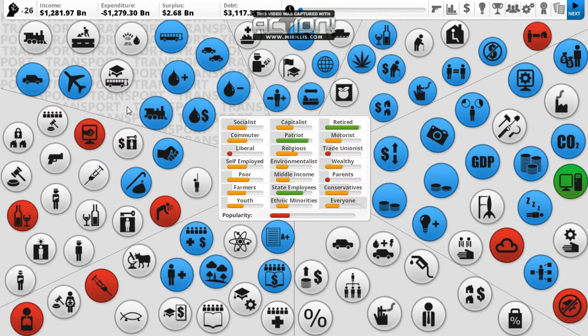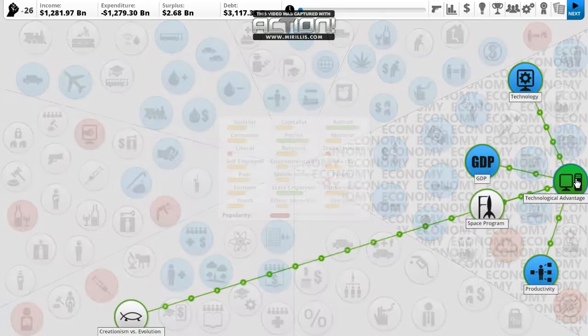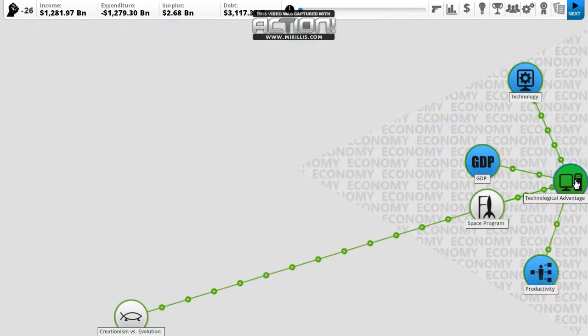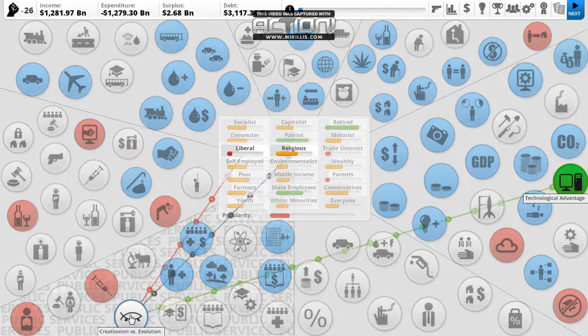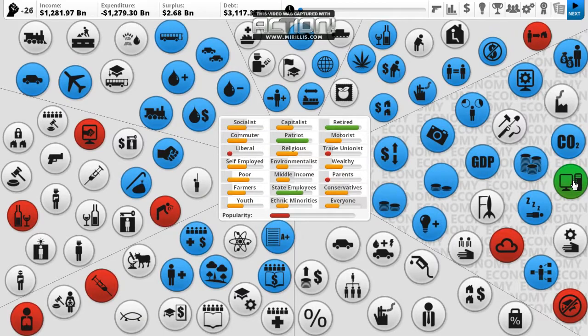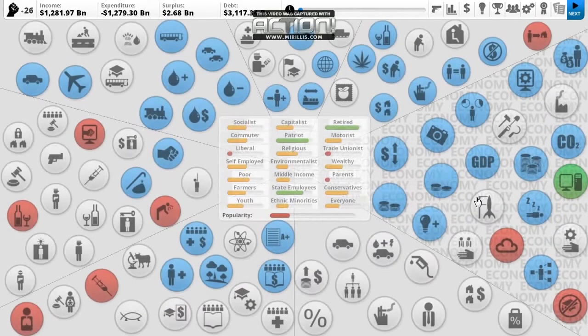Finally, the red and green icons. So the green icons represent a beneficial situation in your country. In this case, it is technological advantage. So if you see the arrows, the speed of the arrows indicates the strength of the effect. So the fact that we have a really high level of technology in our country is feeding into the technological advantage. So is the space program and our creationism versus evolution teaching policies. And then that in turn is increasing our GDP and our productivity. So that is a very good situation.